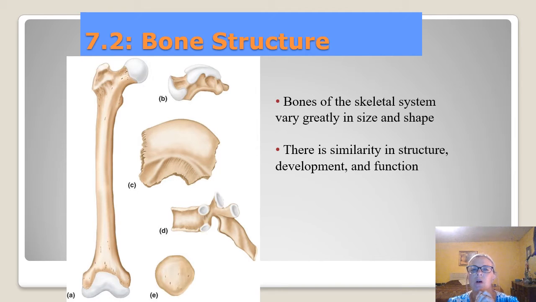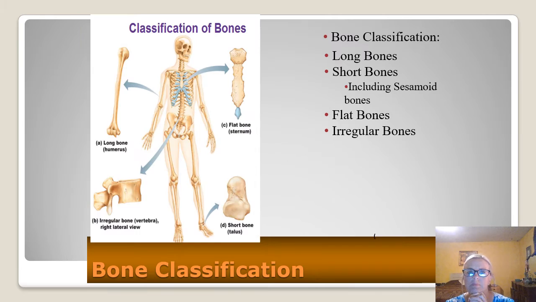Bony projections on some of these are called processes, and these provide sites of attachment for things like ligaments and tendons. We have grooves or openings on them which serve as passageways for blood vessels and nerves. They can have a depression in one bone where another bone articulates and acts as a hinge. So there are lots of features and landmarks, so to speak, on the bones that we're going to be learning about.